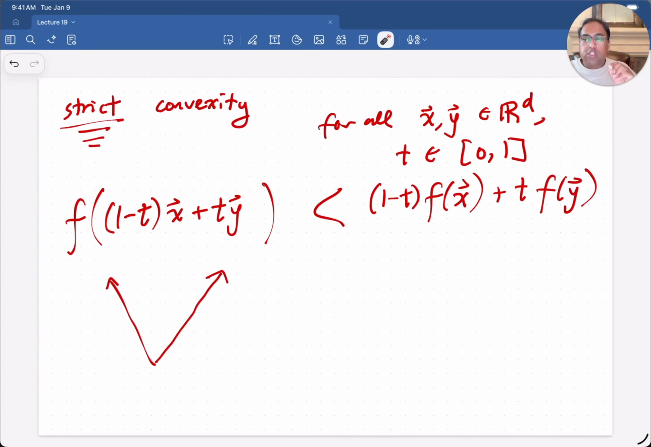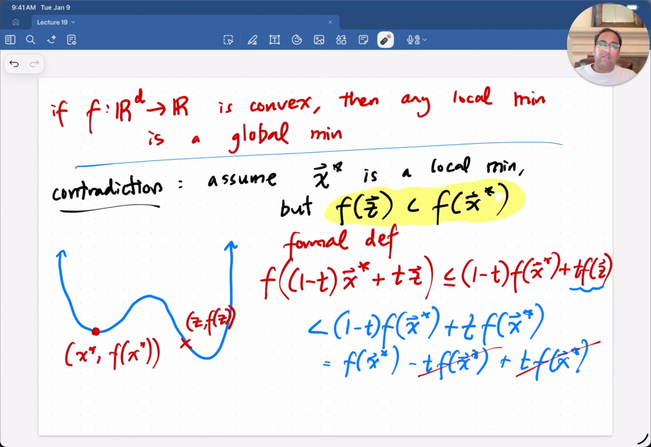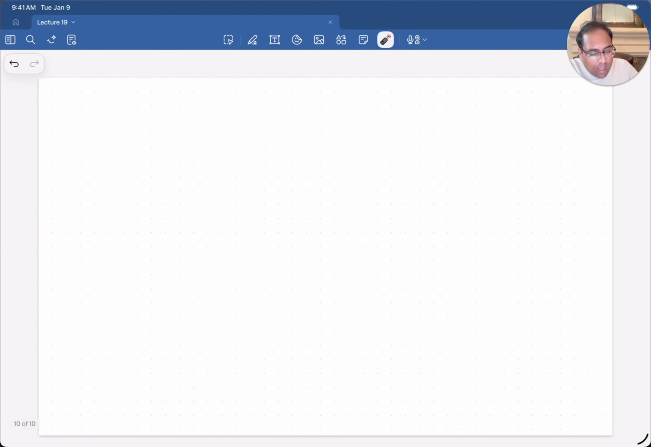The last thing I wanted us to prove together is involving strict convexity. If a function is strictly convex, I want us to prove that it has a single unique minimum. Now, it may seem like we've already proved that, right? It seems like back here, we proved that if a function has a local minimizer, then that minimizer is also a global one.